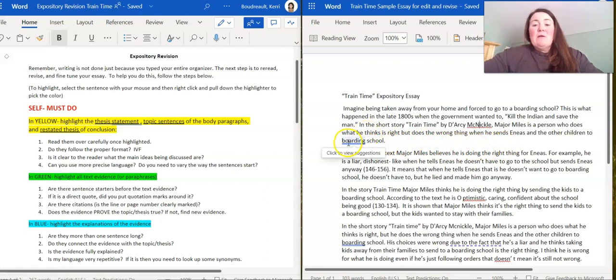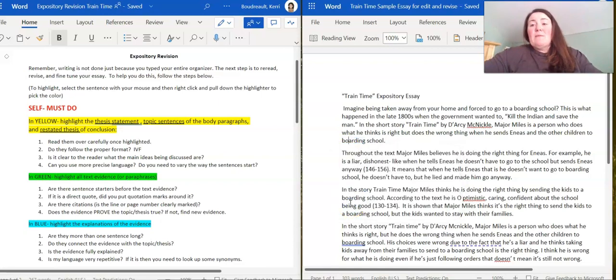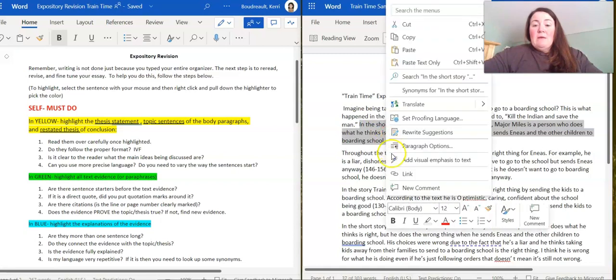I see an underline here, so I'm going to click on it. No, they didn't know what I was talking about, so I'm going to ignore them. But I'll always click on those blue and red lines because it'll give you ideas. So, which sentence is my thesis? Right here, I've got my format right here, so I'm going to highlight that in yellow.